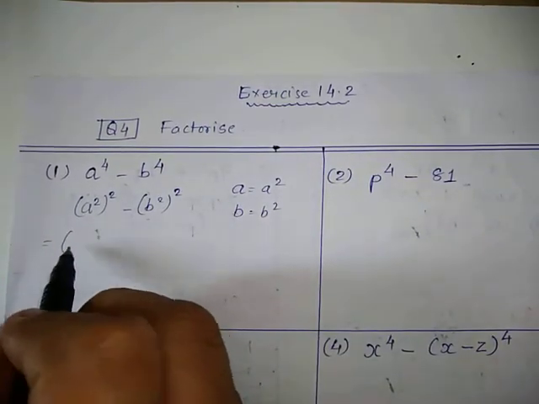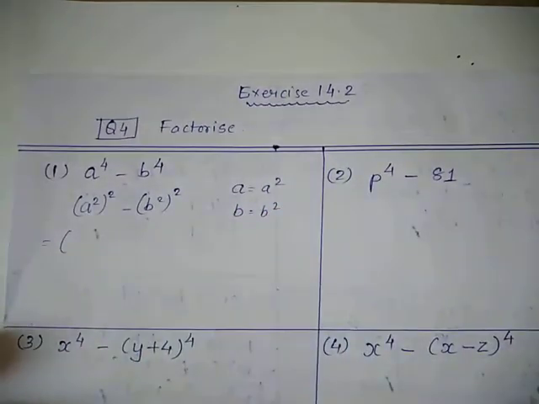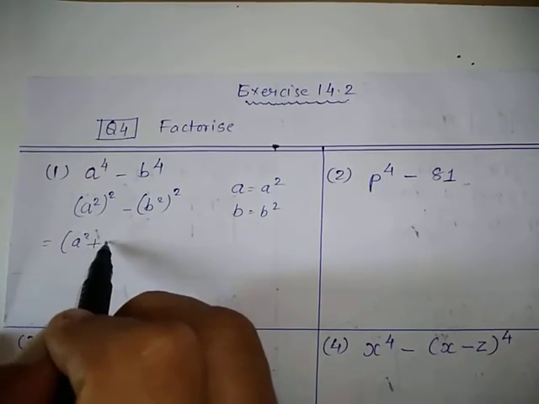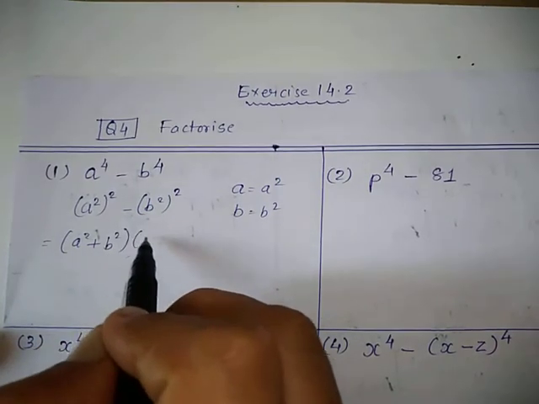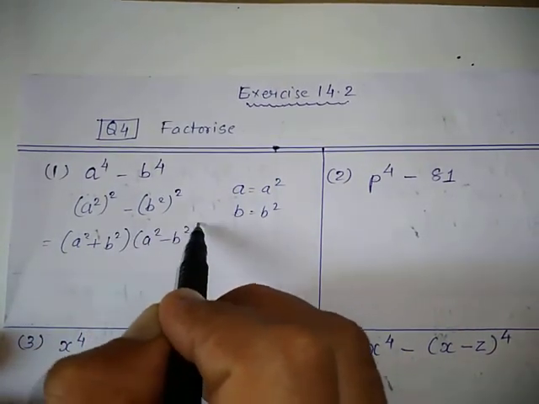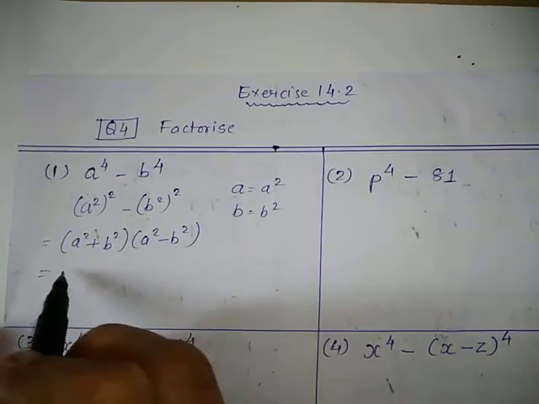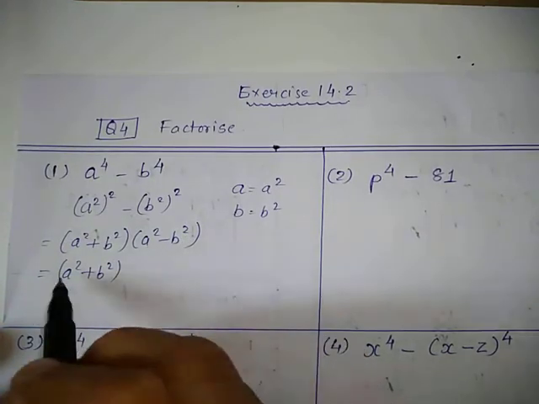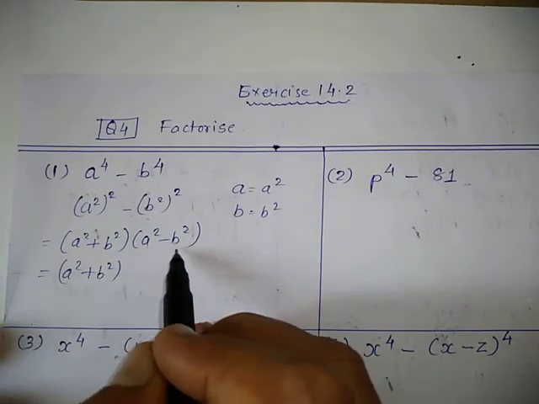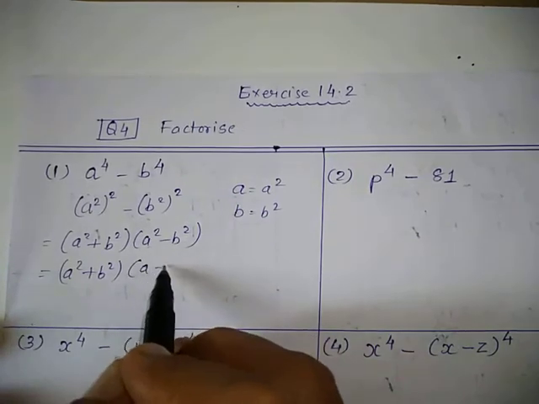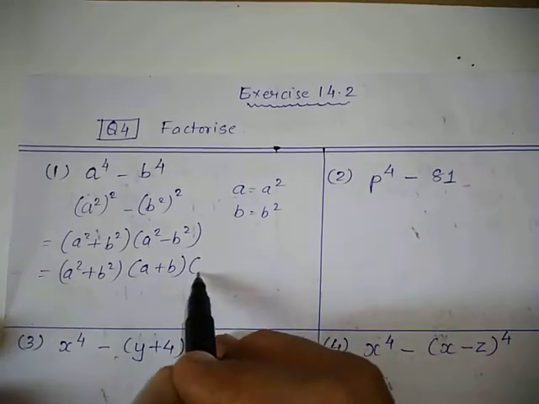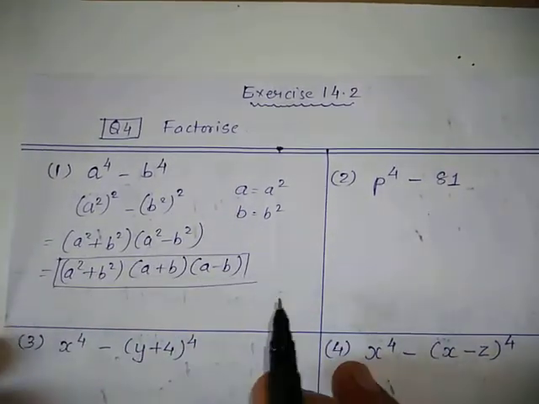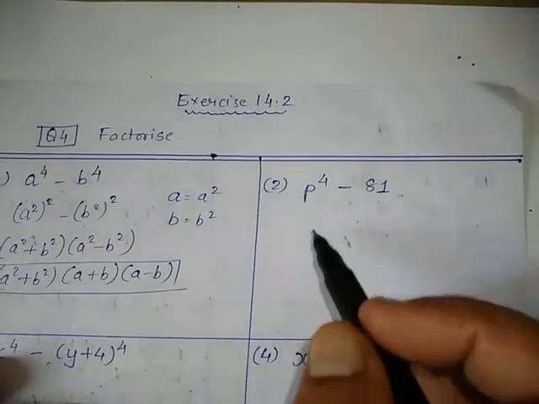So one bracket of plus and one bracket of minus. Okay, so a square plus b square and a square minus b square. Now again we can proceed. So a square minus b square is okay, but again it has given a square minus, here it is plus b square. Okay, but a square minus b square again we can split. So a plus b and a minus b. Clear, friends?